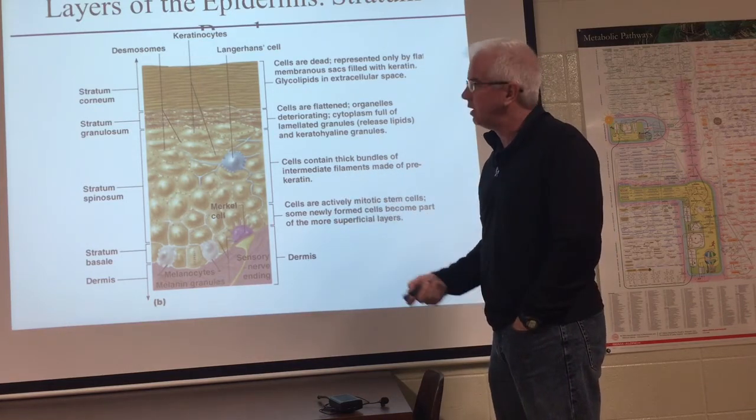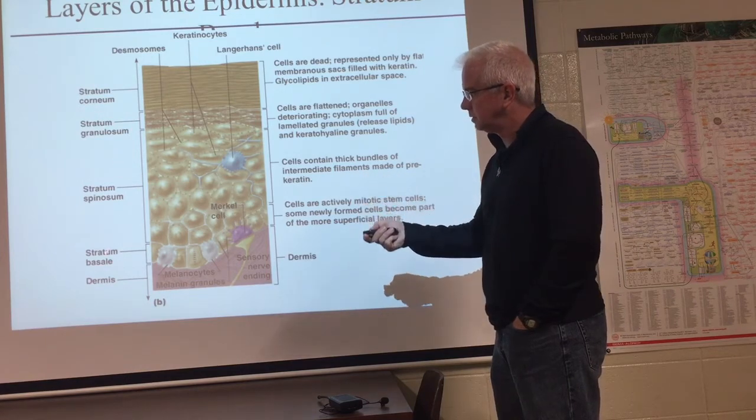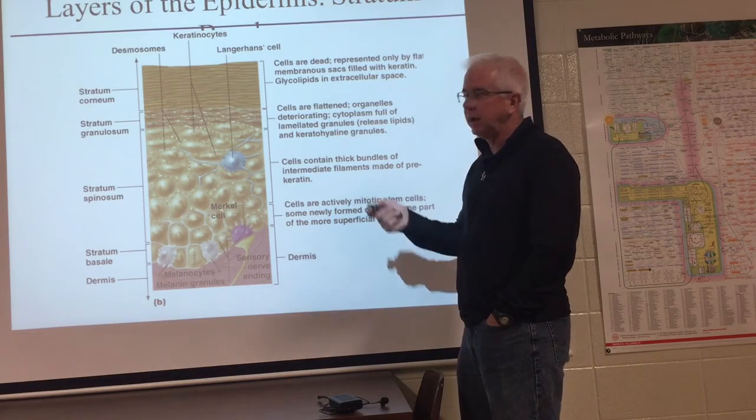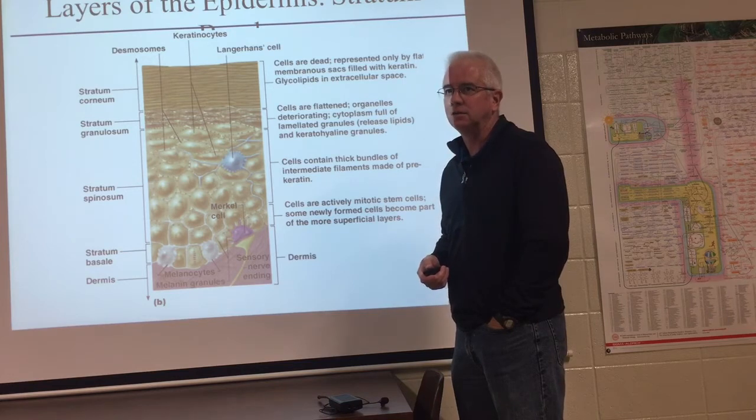Thick skin has a fifth, but thin skin has corneum, granulosum, spinosum, and basale. Now, the stratum corneum is the outer layer, 20 or 30 cell layers thick, dead cells filled with keratin.